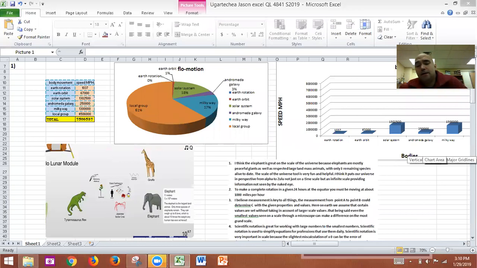I believe that measurement is the key to all things. The measurement from A to B could determine C with the given properties and values. Here on Earth, we assume that certain values are set without taking into account larger scale values. That being said, even the smallest values can be seen on a scale through a microscope, and even that little bit of value can make a difference on a grand scale.